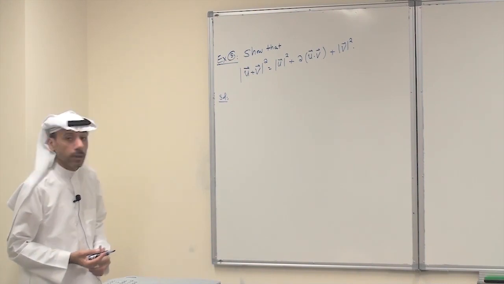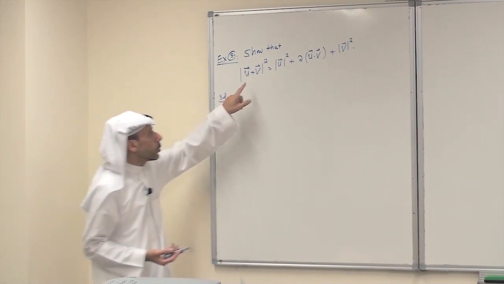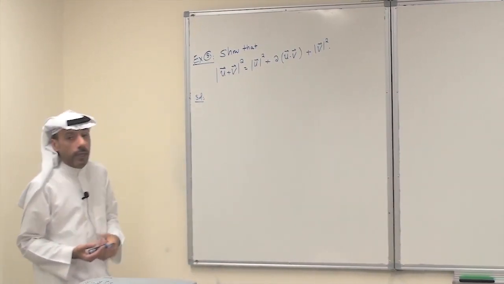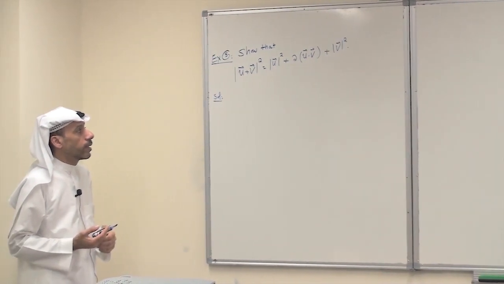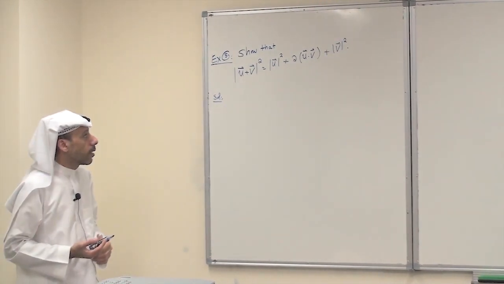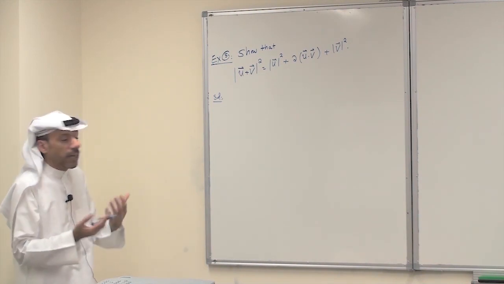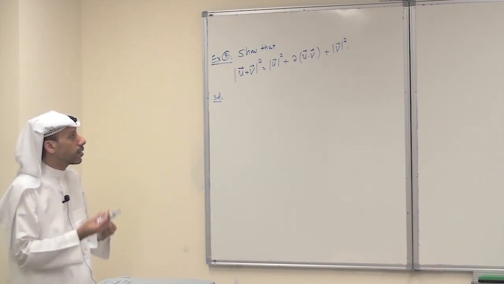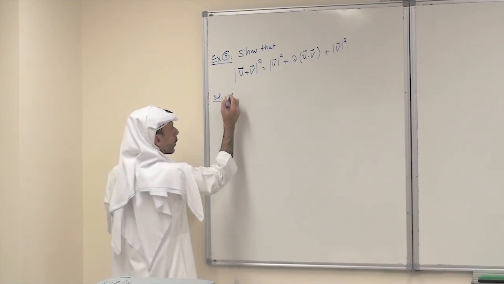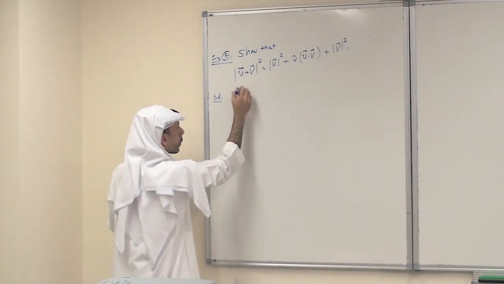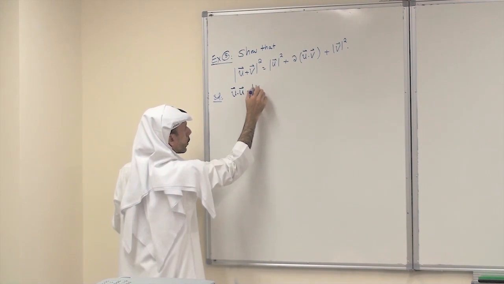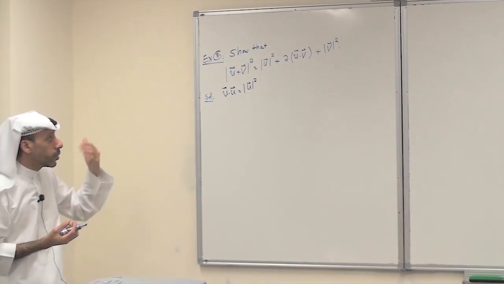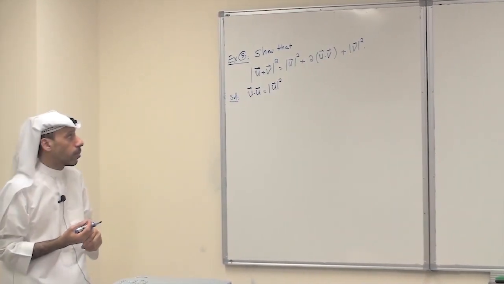We consider now the following problem. Show that the magnitude of u plus v squared equals magnitude of u squared plus 2 times the dot product of u and v plus magnitude of v squared. Here, u and v are any two vectors in 3-space. To show this, we use the properties of the dot product. One of the properties is: u dot u equals magnitude of u squared. This is the key property that will be used to solve this problem.